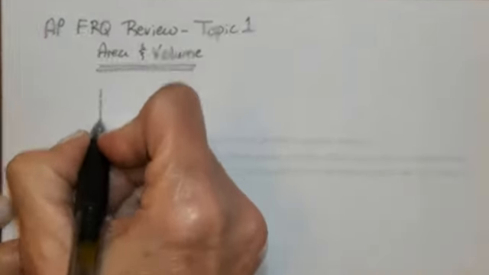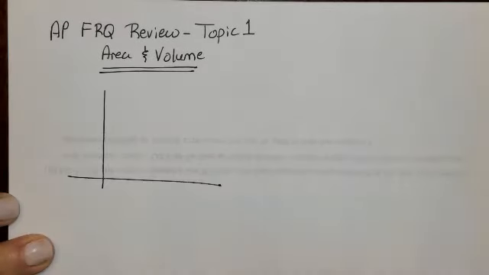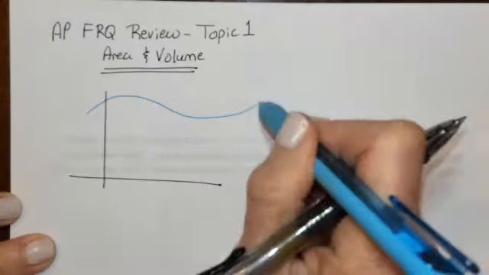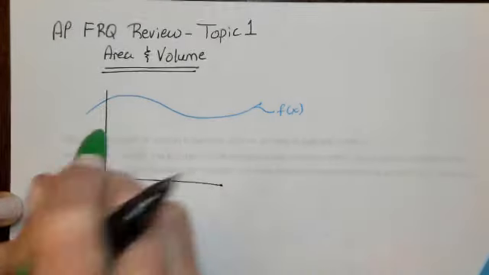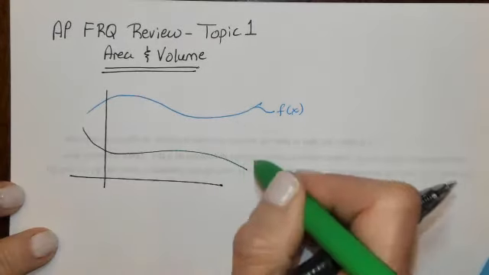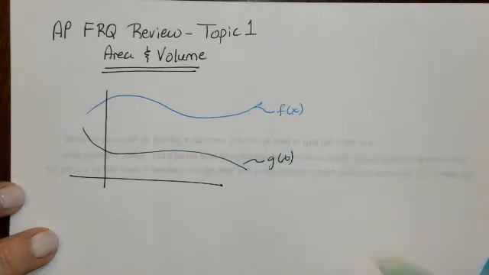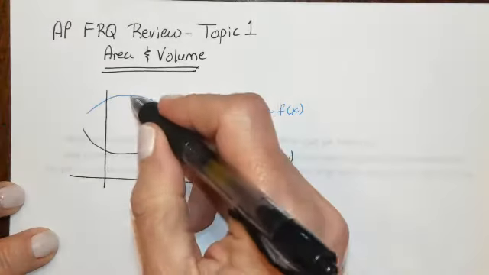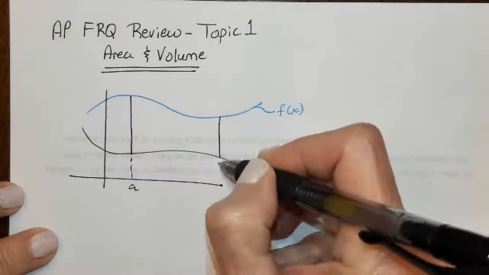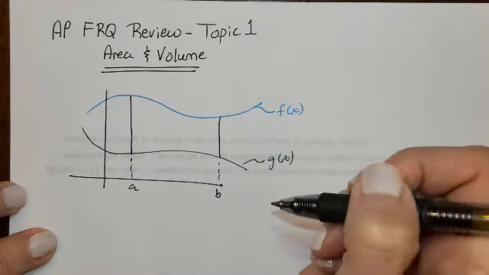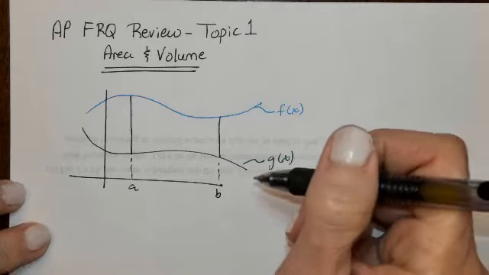So let's say that we have two functions. Let's say we have f of x, some generic curve here, and let's say we have g of x down here. There's our g of x. And let's say we'd like to find the area between these two curves from x equals a to x equals b. We know that the integral gives the area under a curve.